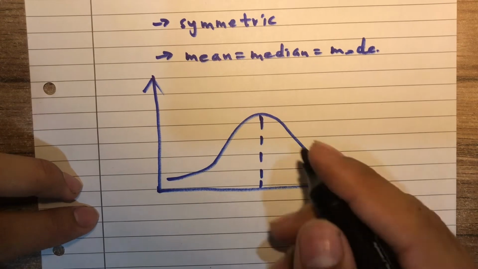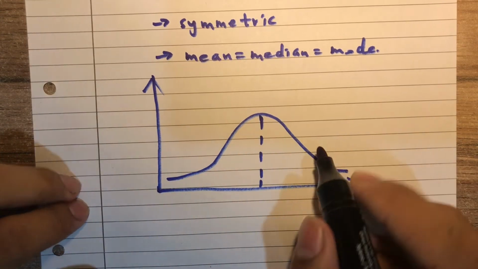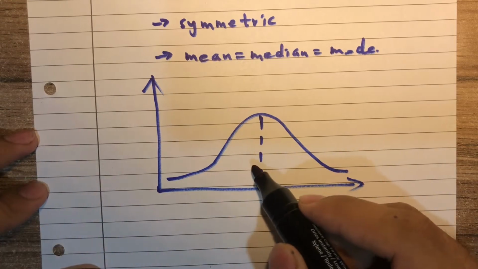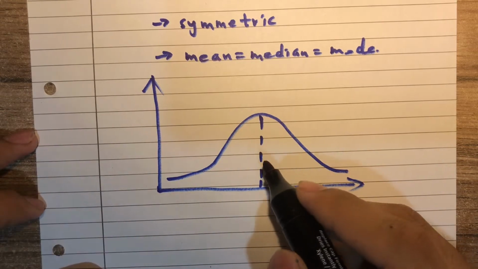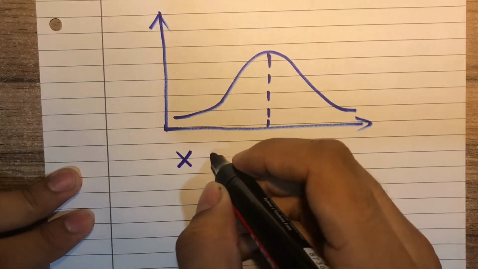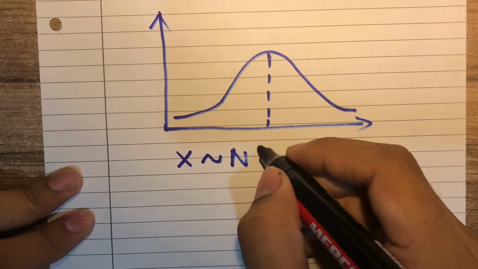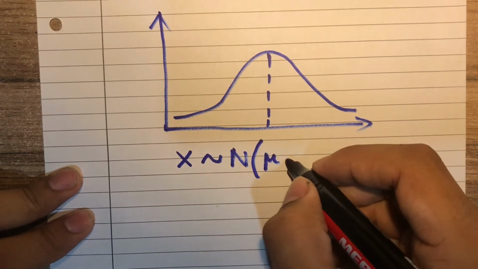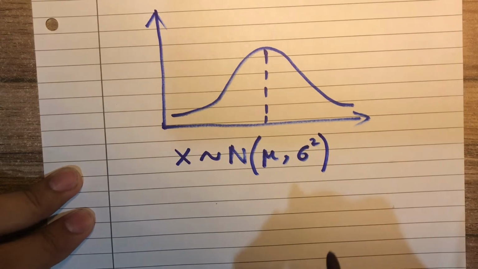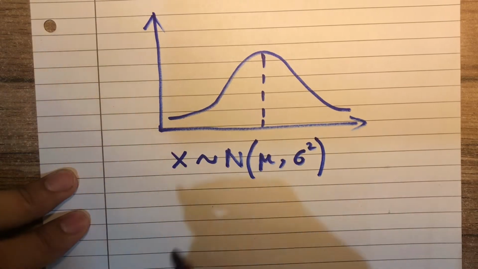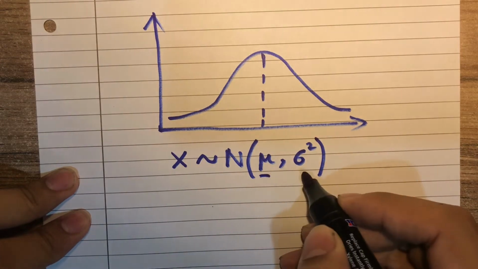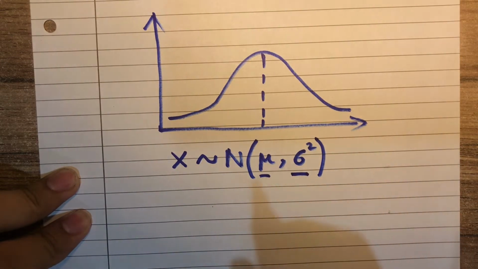So this is called the normal distribution curve, and the area under this curve represents the probability, right? Now how do we represent the normal distribution? So the notation is X follows normal, and the parameters over here are the mean and the variance. So you represent it with X follows normal, where this is the mean and this is the variance, right?